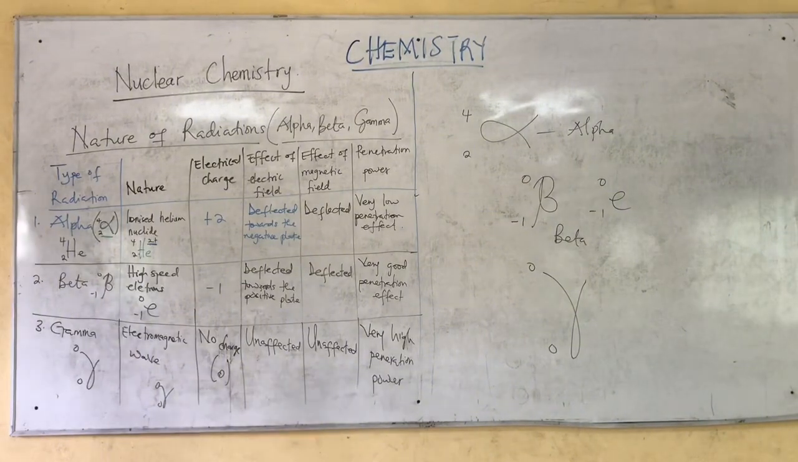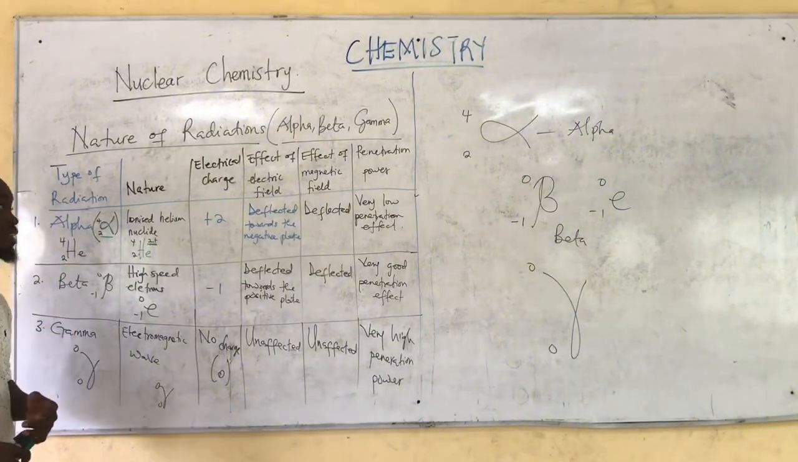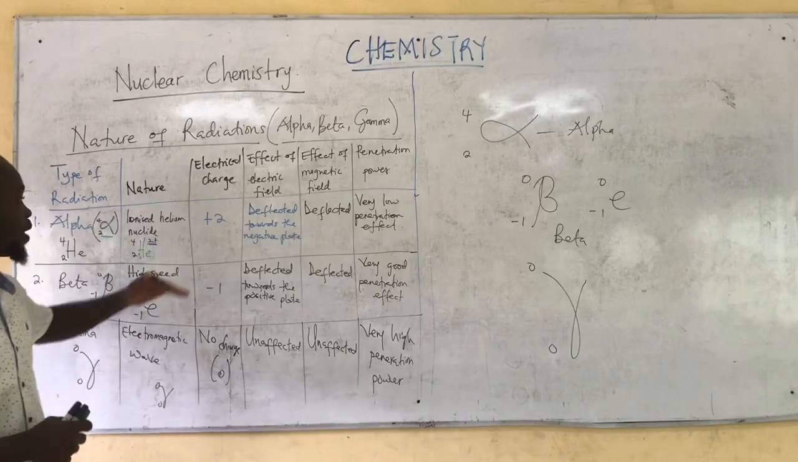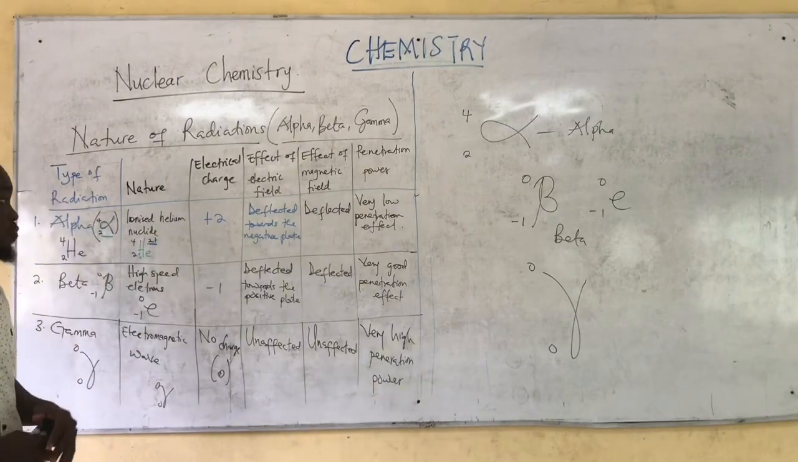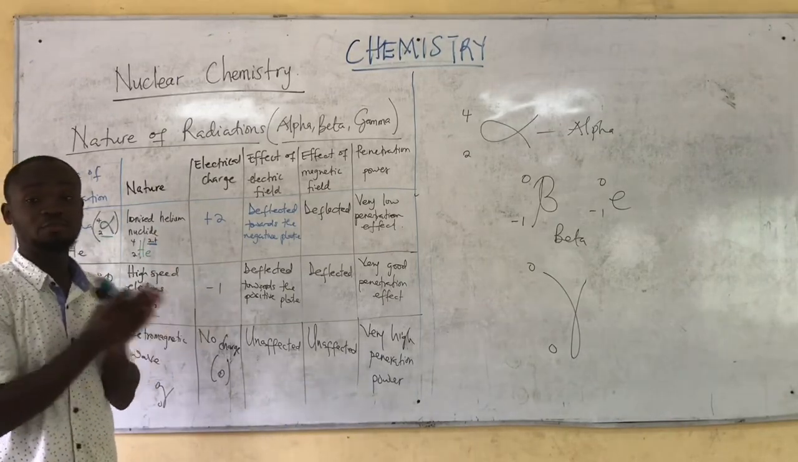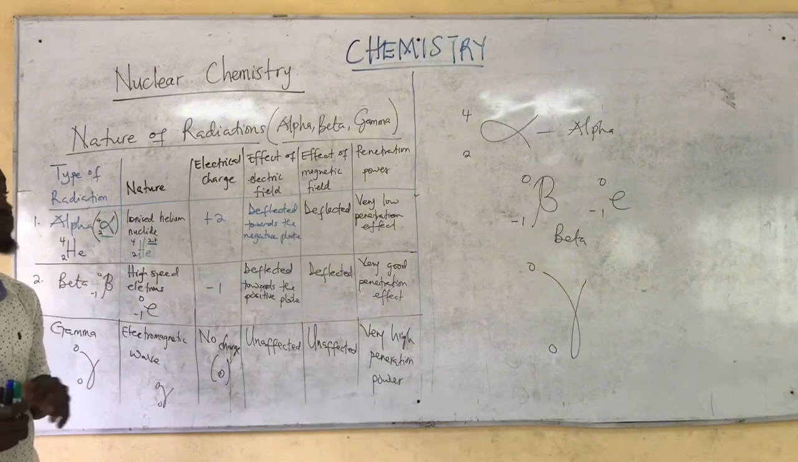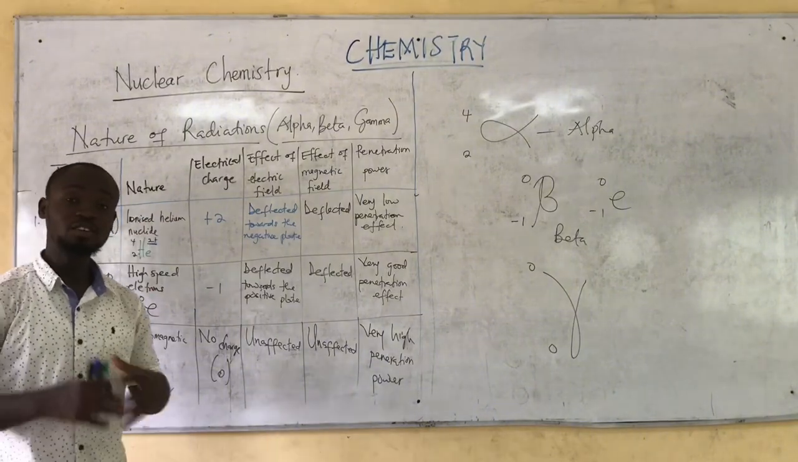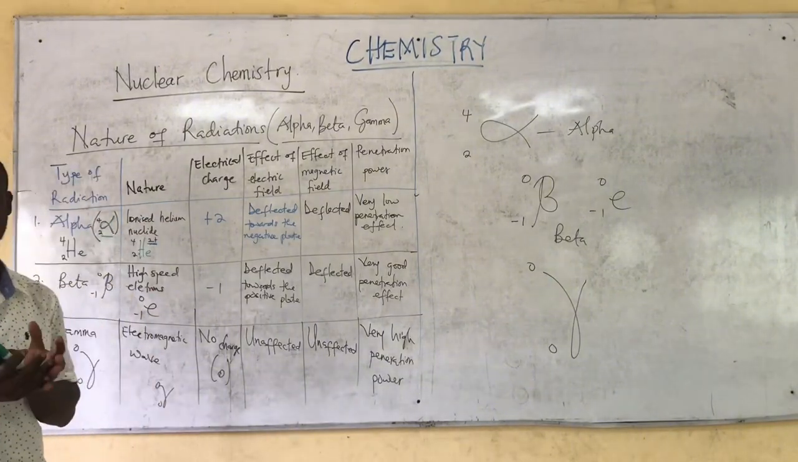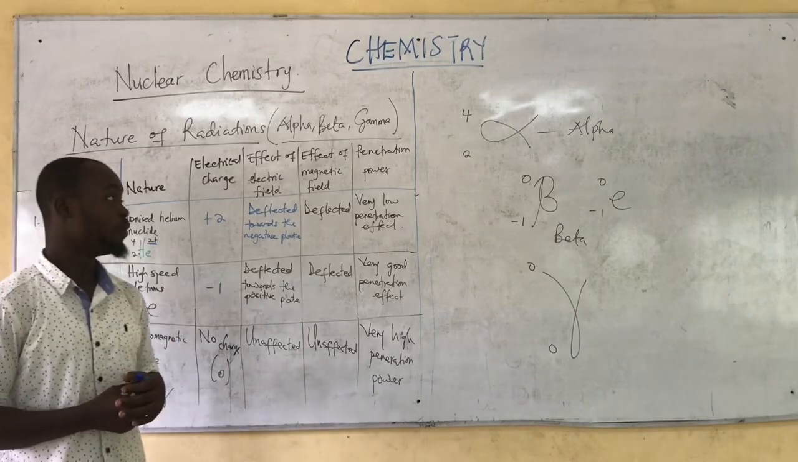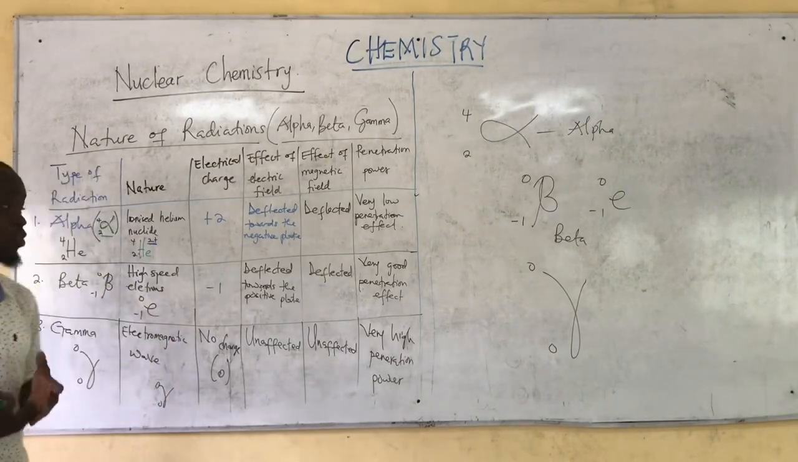The alpha particle is described as the ionized helium nuclide. It has an electrical charge of +2. In the electric field, it is slightly deflected towards the negative plate since it is positively charged. Is that okay? In a magnetic field, it is still deflected due to its charged nature. It has a very low penetration power.